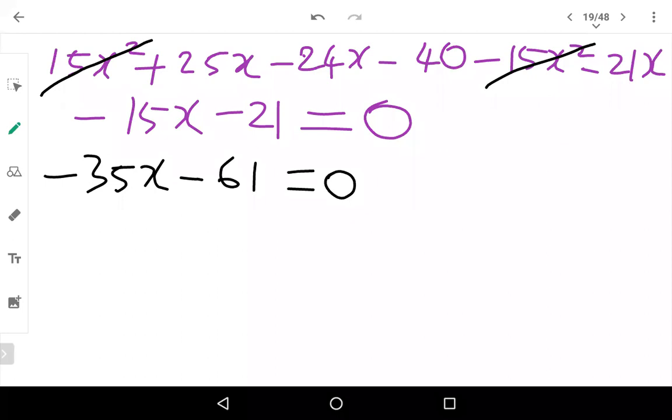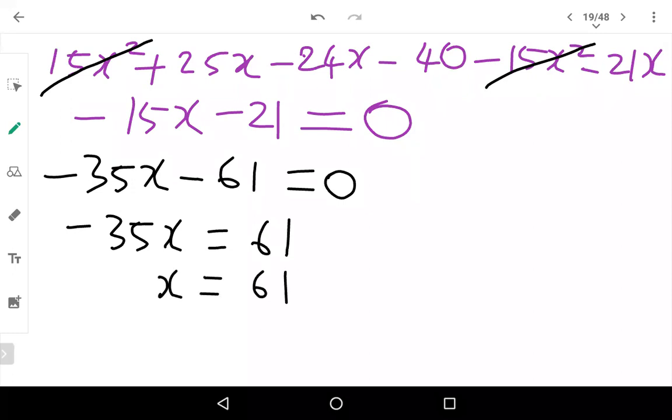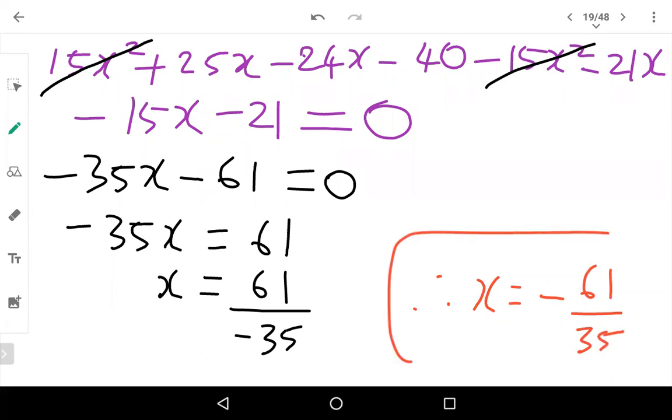Okay. Now next step is minus 35x is equal to 61. If I take it to the other side, it will become plus 61. Now again here it is division, right? So minus will also come to the other side, divided by minus 35. Okay. So therefore x is equal to, take that minus to the center, minus 61 by 35. This is the value of x.